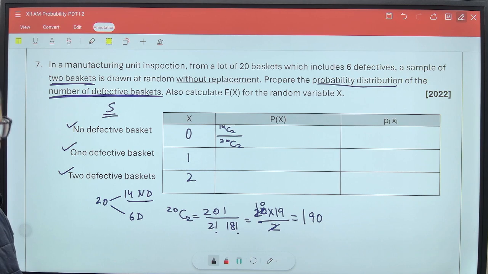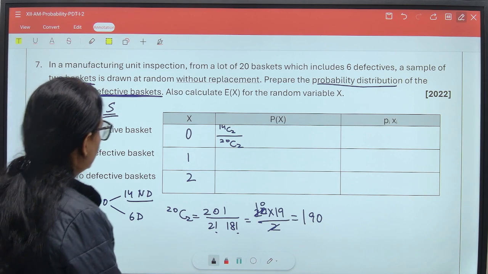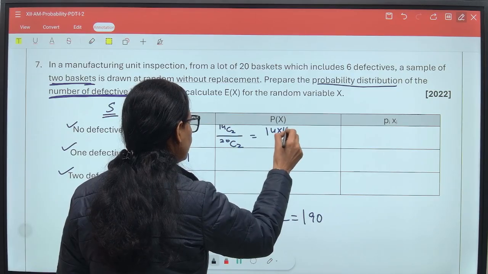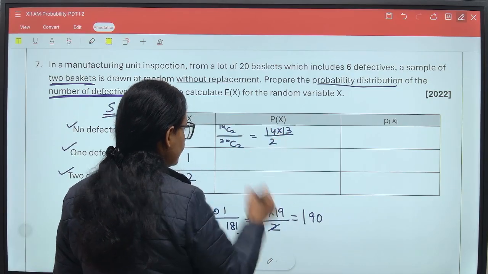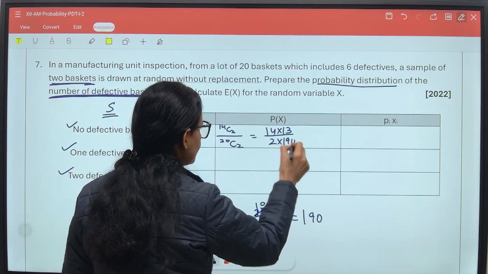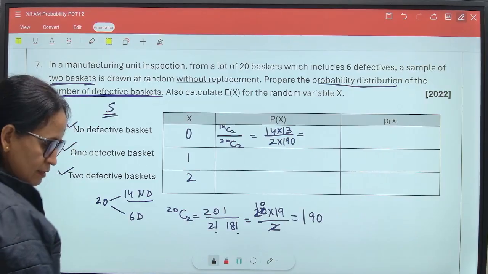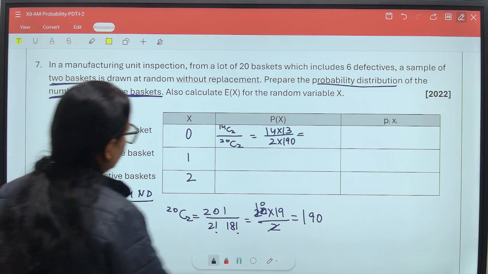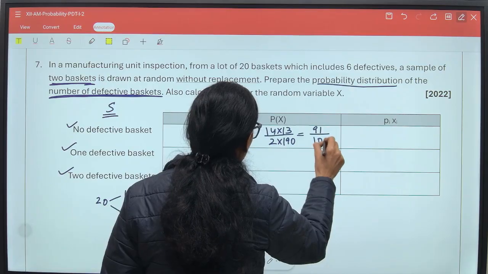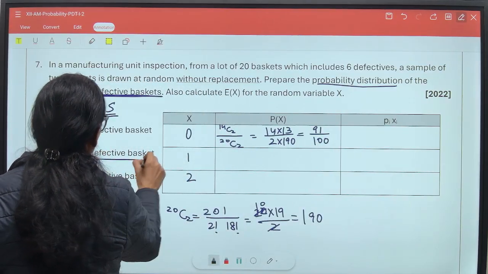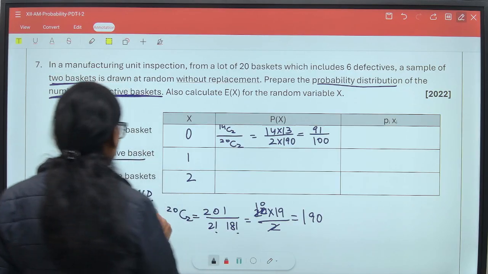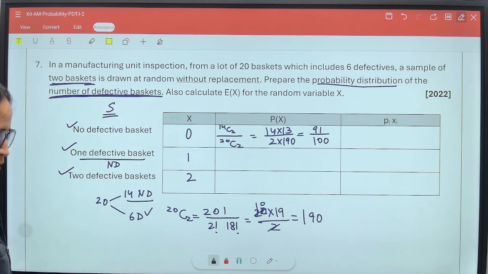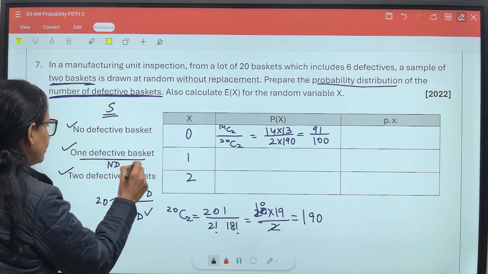Now what is 14C2? 14 into 13 upon 2. So this will be 14 into 13 upon 2, and the sample space has 190 elements. So if you calculate this, it comes out to be 91 upon 190 in the lowest form. Now what is the probability of one defective basket? One defective basket means one is non-defective and the other is defective. Or it could be that the first one was defective and the second one was non-defective.